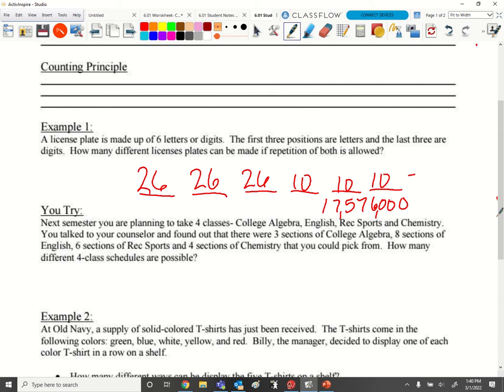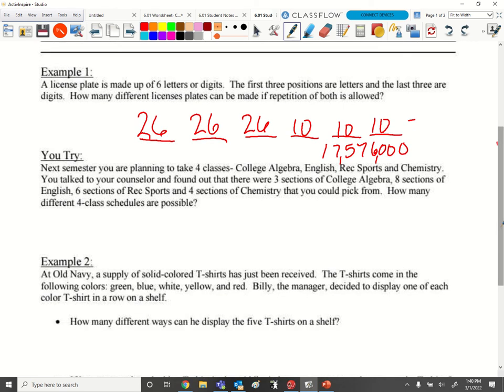Now, I want you to try it using the same steps. Next semester, you plan on taking 4 classes: college algebra, English, recreational sports, and chemistry. You talked to your counselor and found that 3 sections of college algebra, 8 sections of English, 6 sections of rec sports, and 4 sections of chemistry you could pick from. How many different 4-class schedules are possible? Do it.